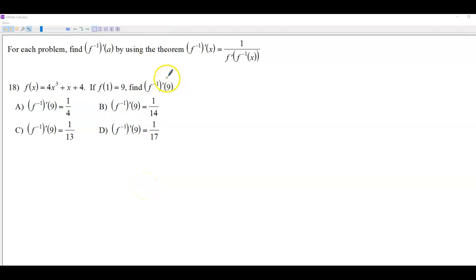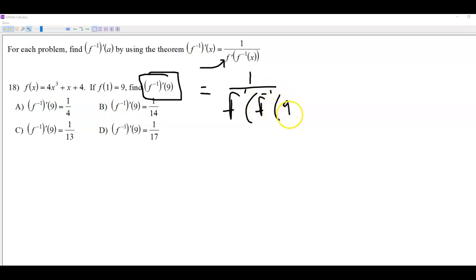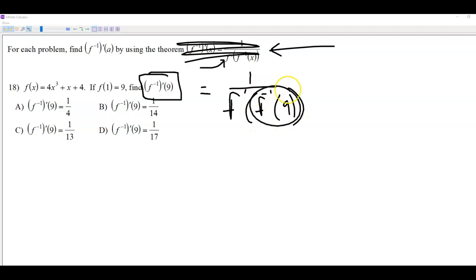So if I wanted to find this, we're going to use this formula up here. So that would be equal to 1 over f prime of f inverse of 9. Now, I can't promise you that I'm going to give you that formula on the test there, so I would pretend it's not there and just have that memorized. But anyway, here we go. So we need to find this. So after you have your formula set up, that's step one. You want to figure out what is f inverse of 9. So what is f inverse of 9?